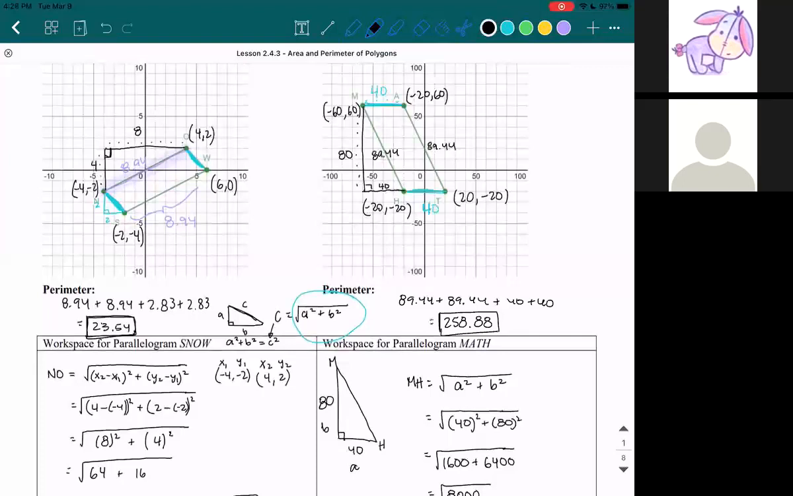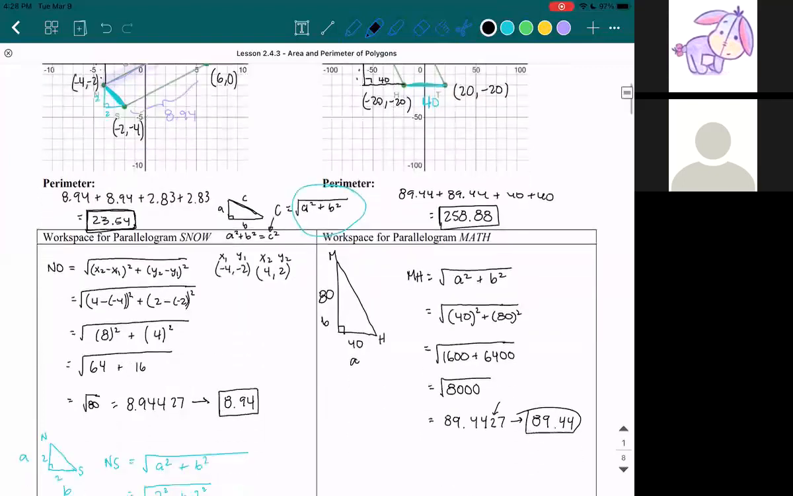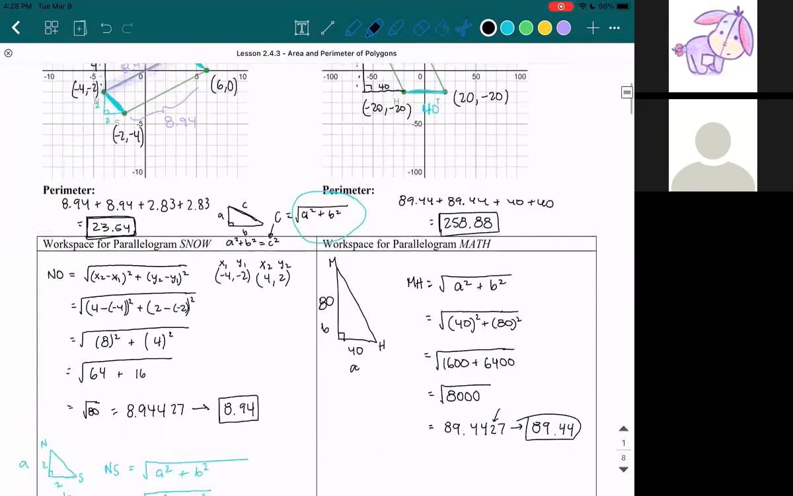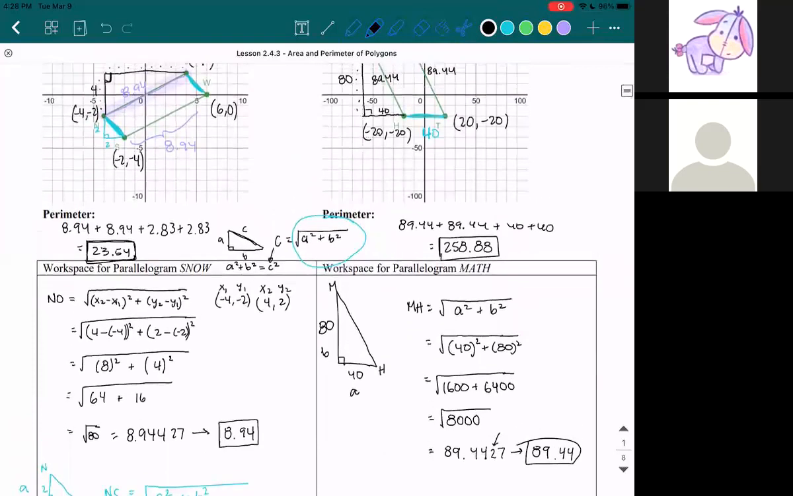If you rounded it slightly differently, that's okay. Because if you didn't round until the very end, you might have gotten 258.89, which is totally okay. On my calculator, on my phone, that's what it says because I took the unrounded answer, which is this thingy, and then I added it to itself, and I added 40 and 40. So I got 258.89 on my phone. But if you rounded it here and then added it together, you would get 258.88, and that's totally fine. Both answers I will accept.